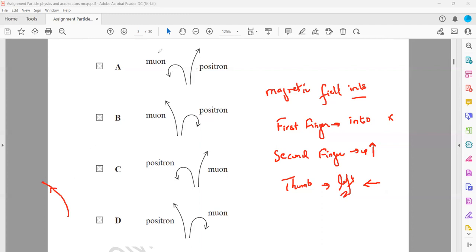So muon is a negative particle, positron is a positive. So it can be A, it can be B, or it can be C or D. Then when we check the deviation in a magnetic field, it depends on the momentum.